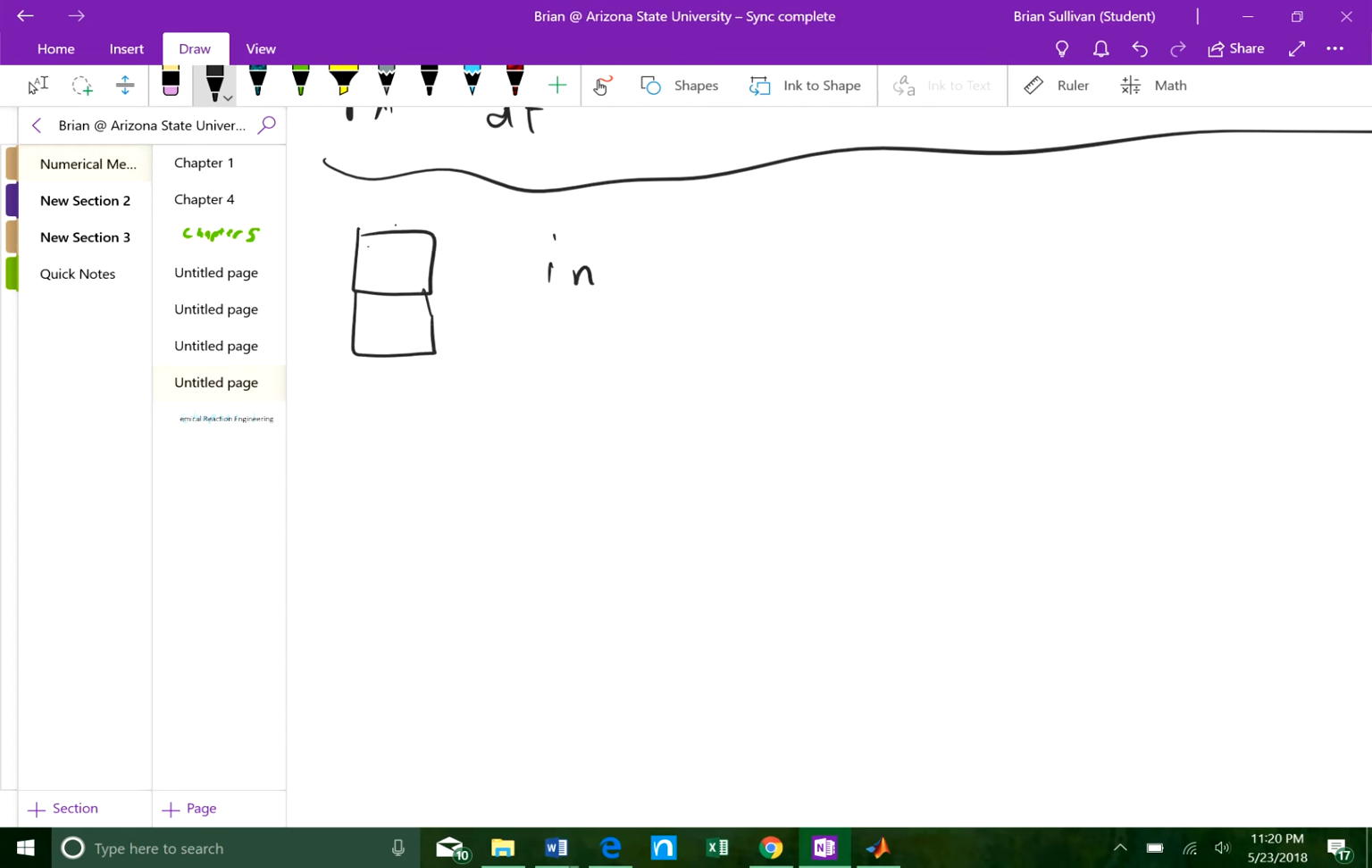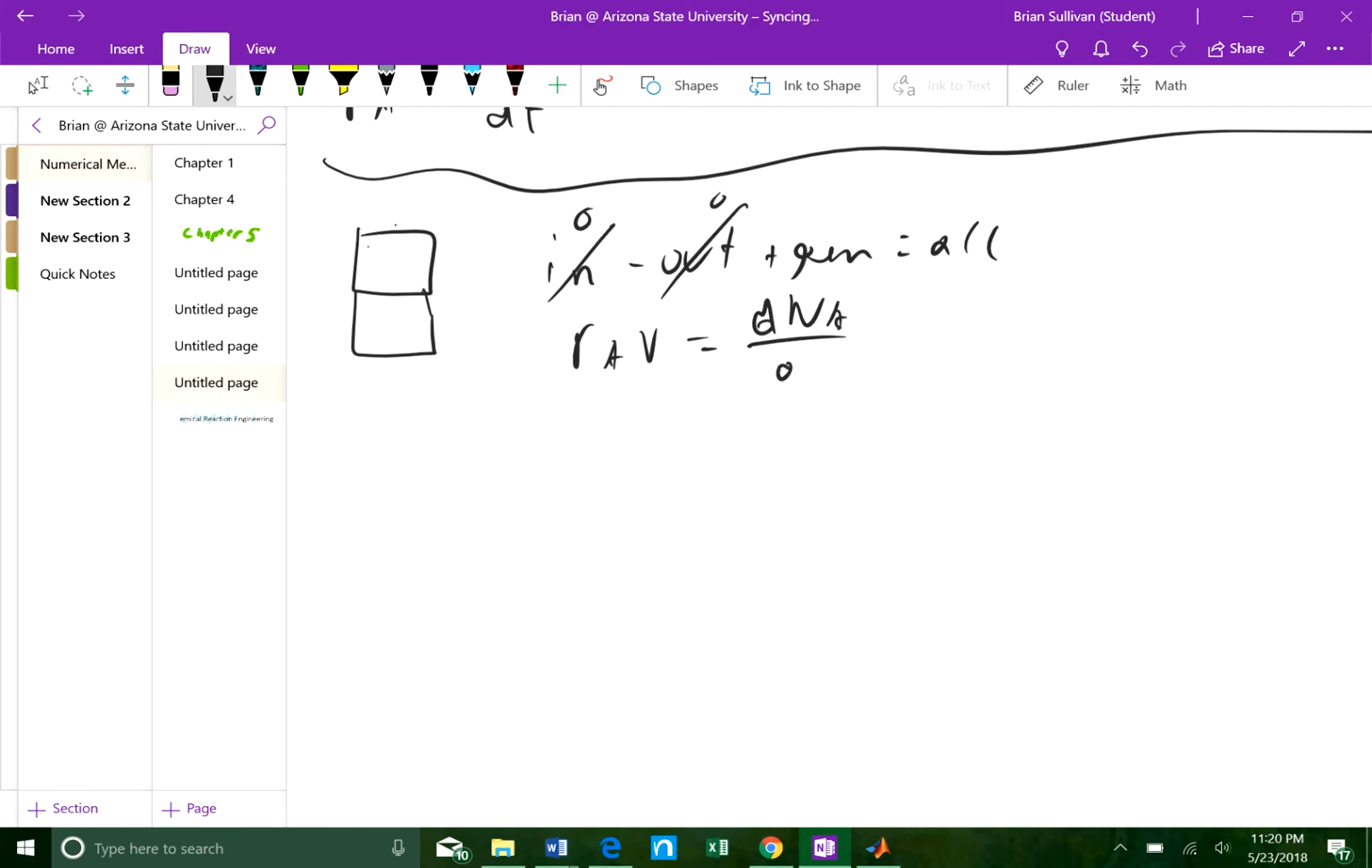We saw in minus out plus gen equals accumulation. And like we haven't seen in a minute, these two are 0 and accumulation still exists. The generation term, if you can guess it, is RA times V. It's equal to dNA/dt, I love saying that, just like this. But how do we get conversion into this equation? It's not too hard. It's something you've actually seen too.